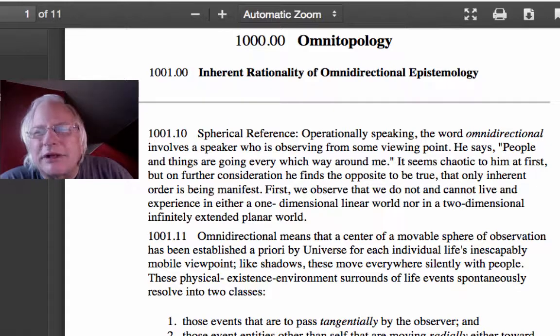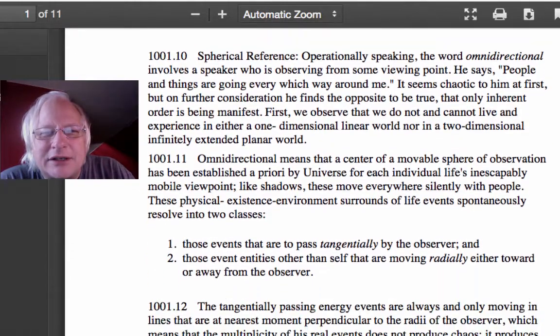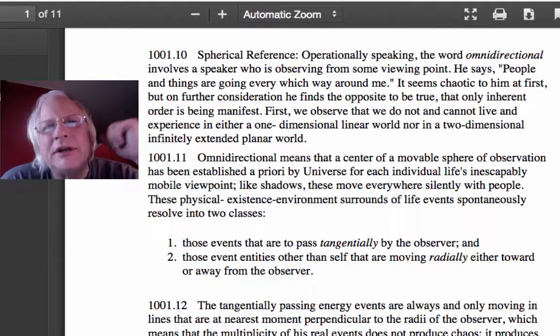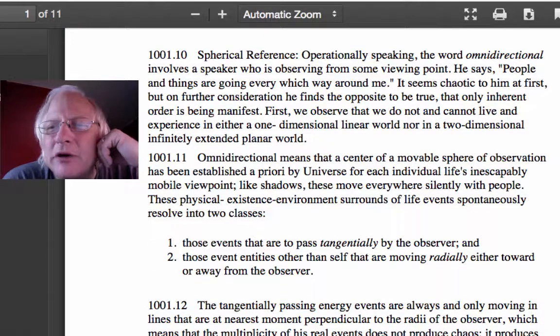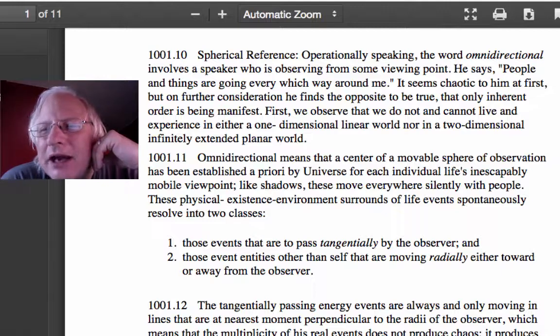So let me just read a little bit, and I'll stop and comment here and there. So he starts out, spherical reference. Operationally speaking, the word omnidirectional involves a speaker who is observing from some viewing point. He says, people and things are going every which way about me, around me. It seems chaotic to him at first, but on further consideration, he finds the opposite to be true, that only inherent order is being manifest.